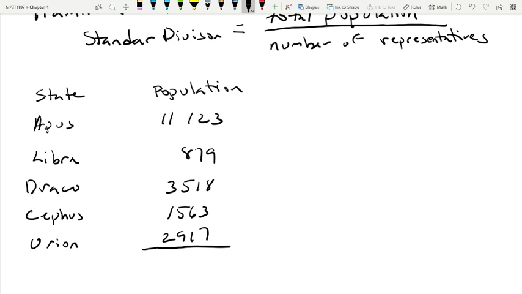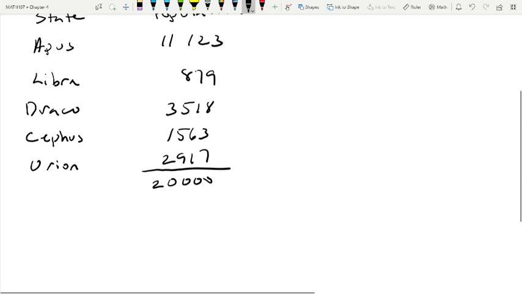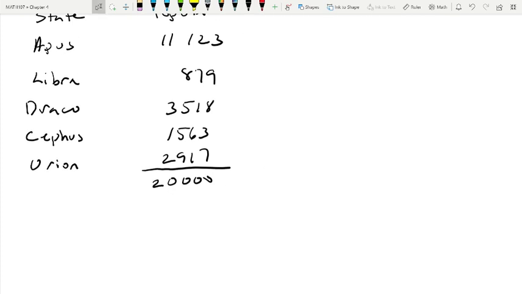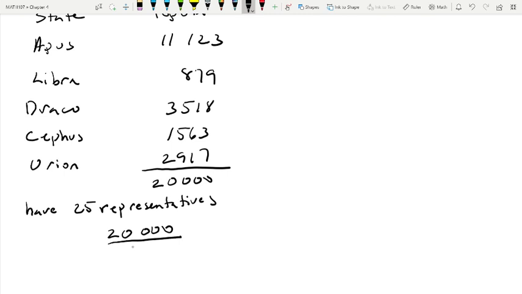And so the total population here comes out to be 20,000, right? And then these 20,000 are represented by 25 representatives. So we take our 20,000 and divide that by 25, and we get our number, which is 800. So about 800 people per every representative is what that means.